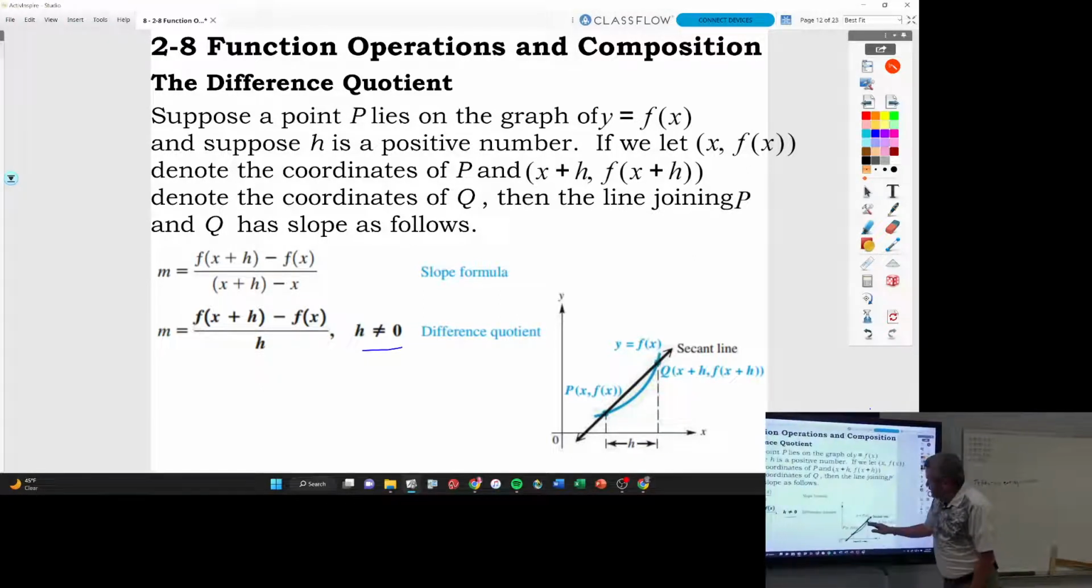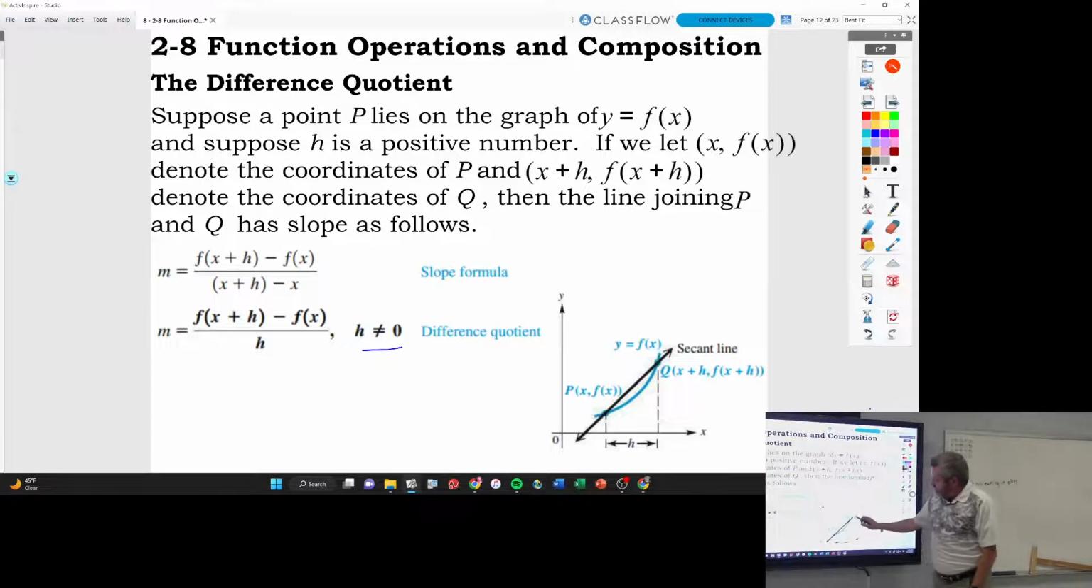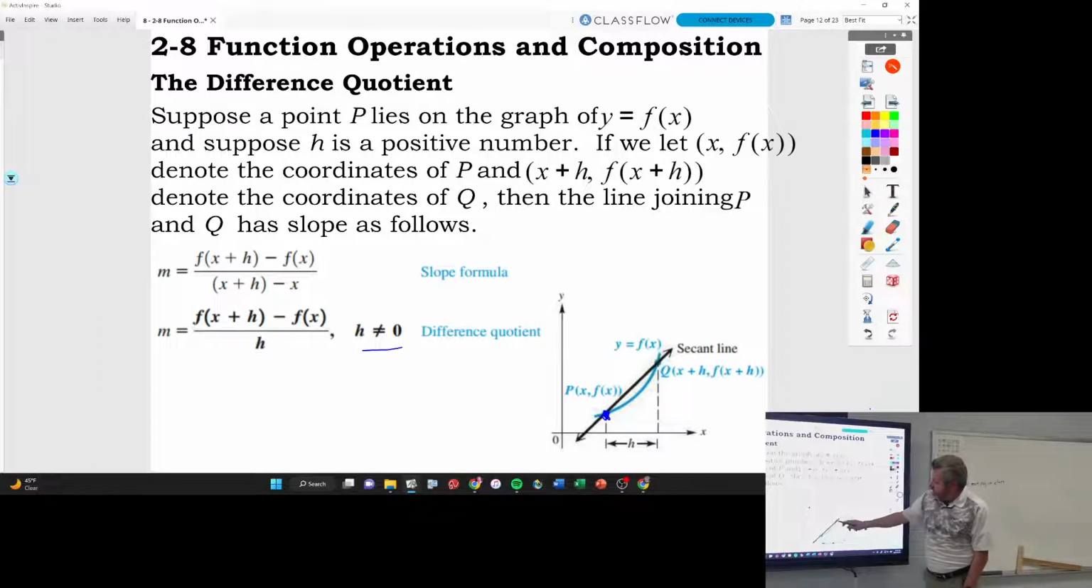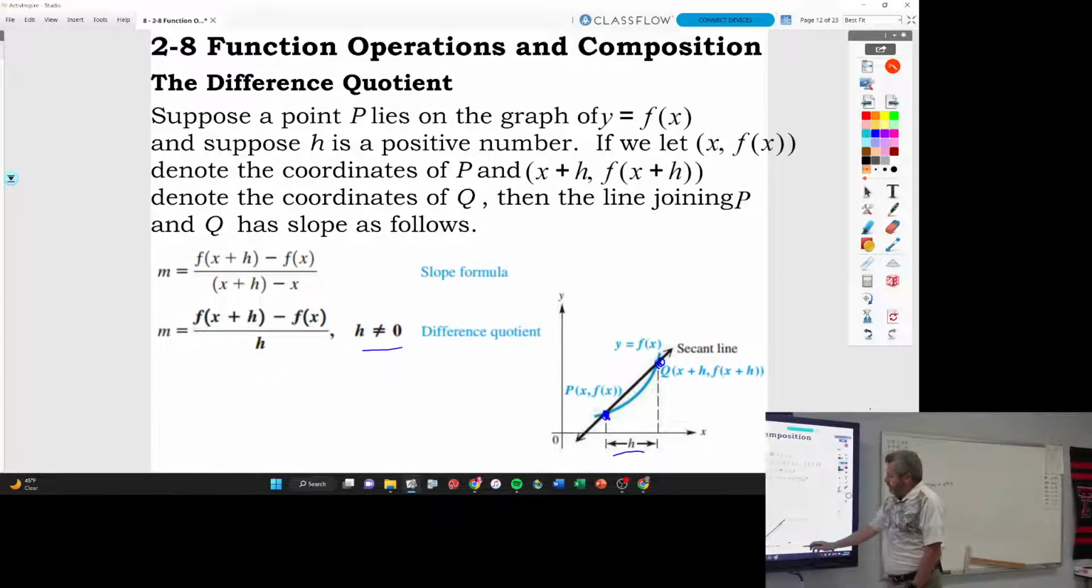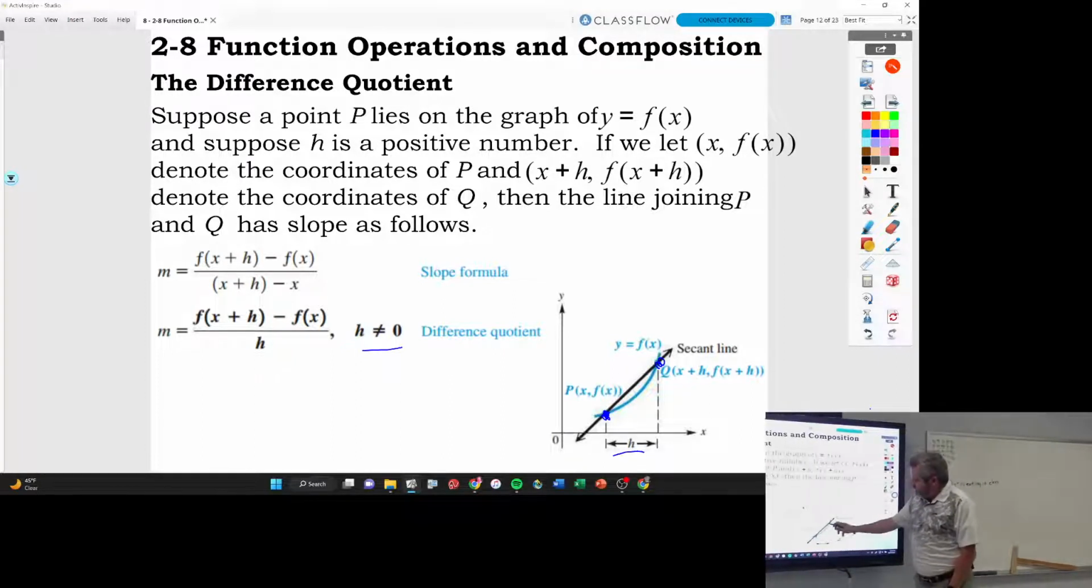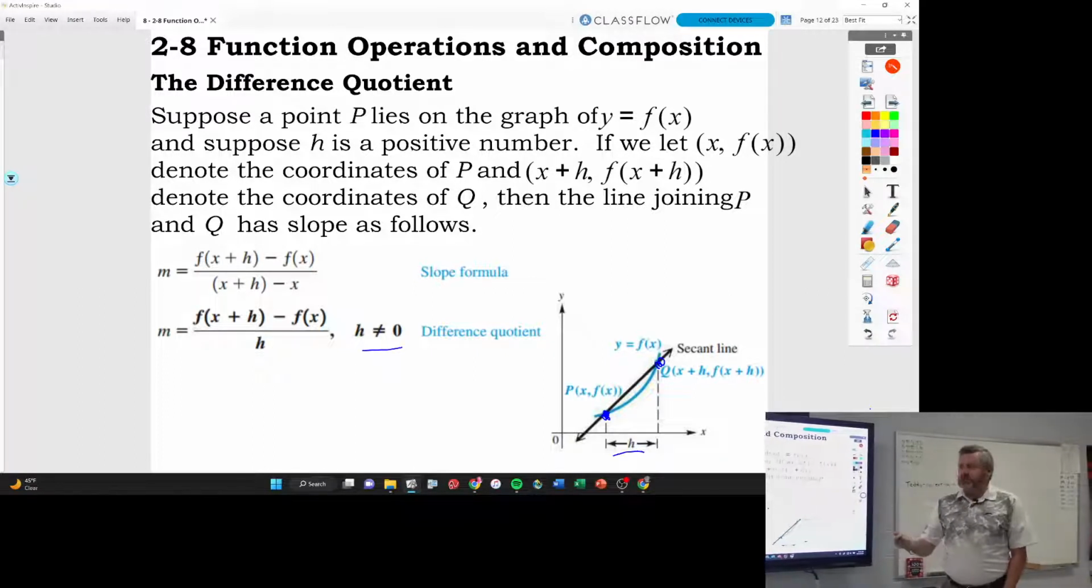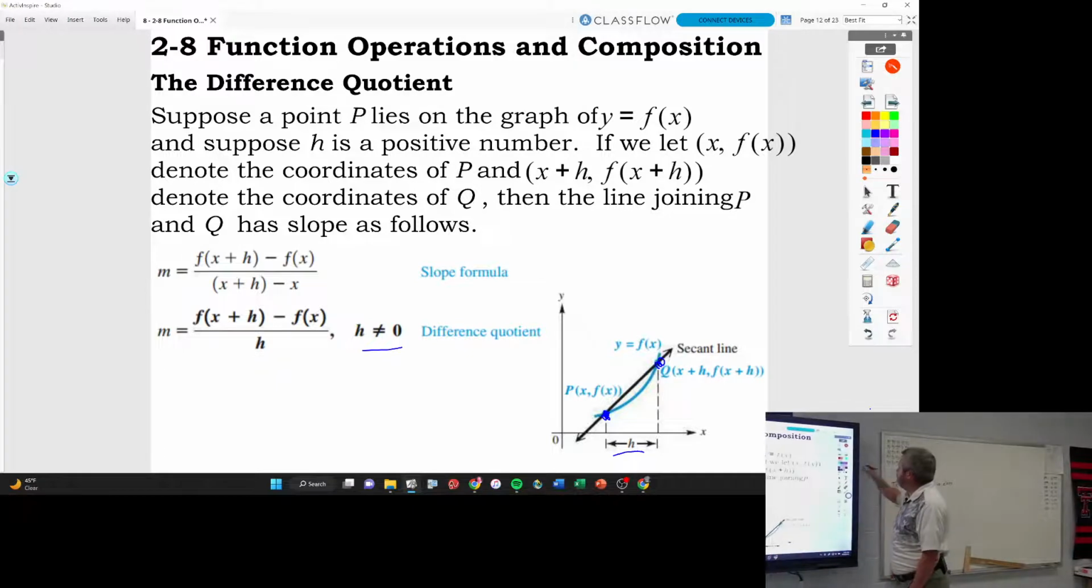So here's the picture of it. Here's some kind of a graph. Here in blue, that's my function. If I evaluate the function at some point x, which is here, and then find another value, x plus some h, basically what we're doing is finding the slope of the secant line. And recall a secant line is a line that goes through a graph touching it twice.